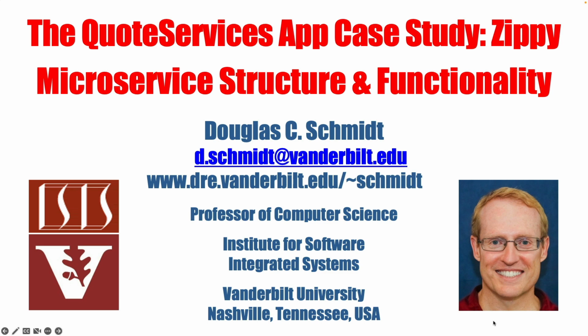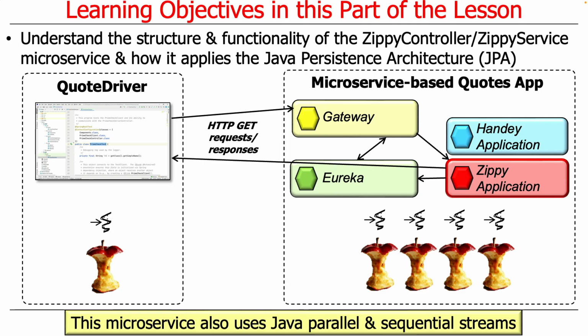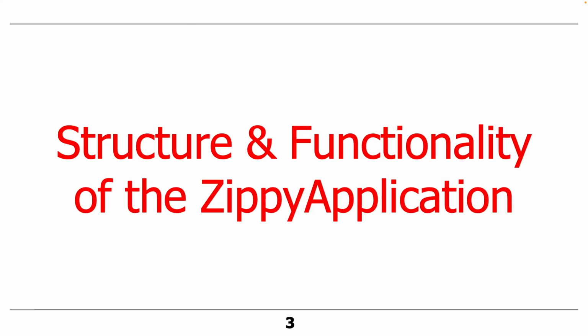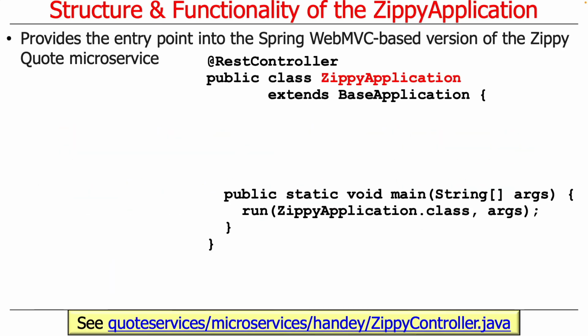So now that we've talked about the handy microservice, let's turn our attention to the Zippy microservice structure and functionality. And you'll see that unlike what we did before, where we did everything using the mechanisms available with parallel and sequential fluxes, this approach uses the Java persistence architecture, JPA. And the microservice implementation also showcases the use of Java parallel and sequential streams in conjunction with the JPA. And we'll talk a bit about the JPA as we go along.